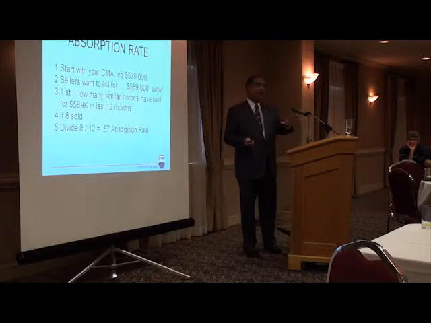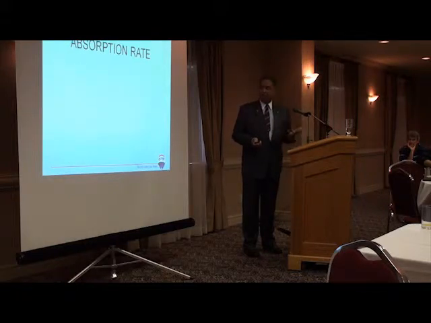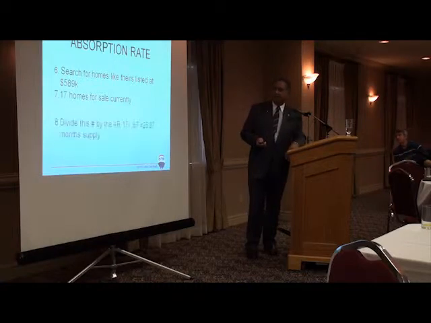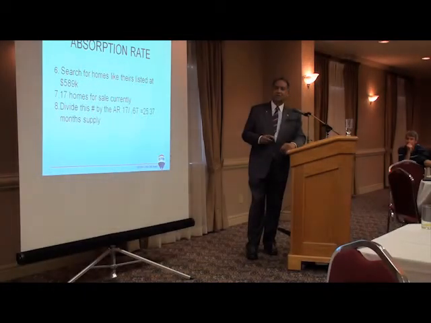I have a little spreadsheet that'll do this for you. So you show the seller his price, and you come prepared. You should have your stuff with you. So then you find out how many homes are for sale at his price. So if there's 17 homes for sale at his price, you divide the number of homes by the absorption rate, which you just figured out, and now you come up with the amount of time there's inventory for homes at that price.